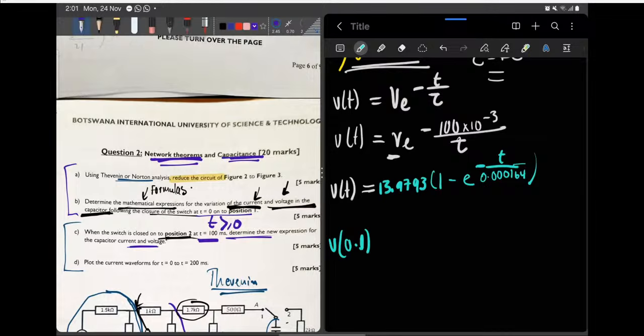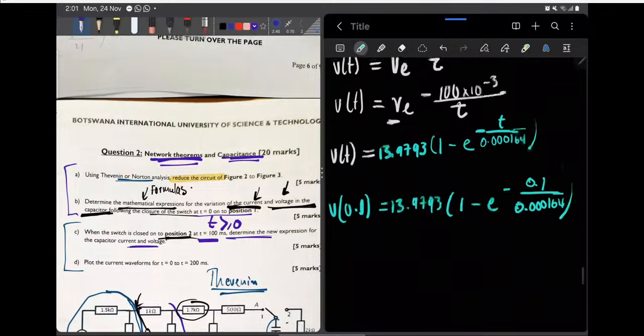So v of 0.1 is going to be 13.9793 multiplying 1 minus e to the negative 0.1 over 0.000164. Now we put this in the calculator.